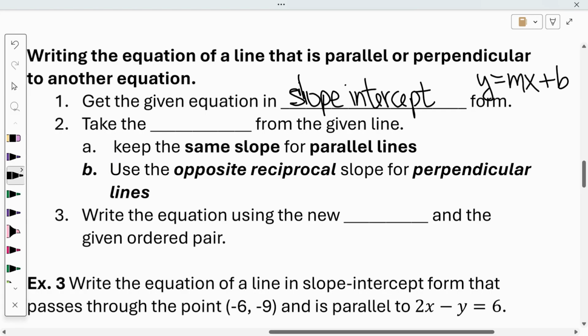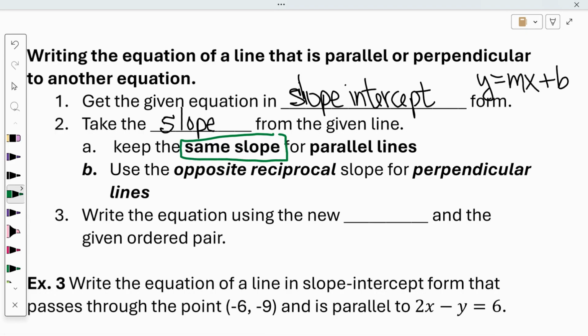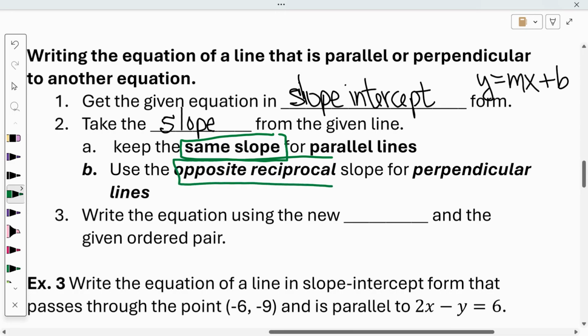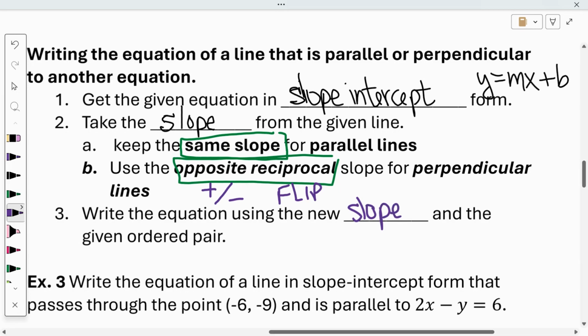Next, you have to take the slope from the given line and you have to ask yourself, are you writing an equation that's parallel to that line? Because if it's parallel, you're going to keep that slope. You're going to have the same slope. And if you're writing a line that's perpendicular, then you're going to use the opposite reciprocal. Remember, opposite changes the sign. Reciprocal is the flip. And then you write the equation using the new slope and a given ordered pair.